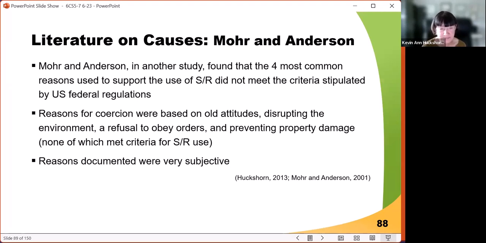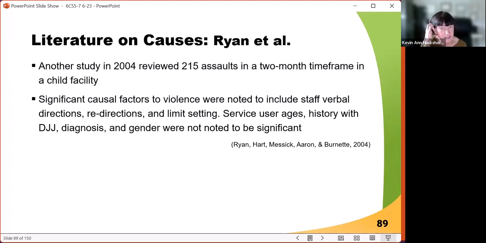Next slide. Another study, in a two-month time frame in a child facility, found that the causal factors to violence were staff verbal directions, staff redirections, and limit setting. Service user ages, history with DJJ, diagnosis, and gender were not significant in this study.